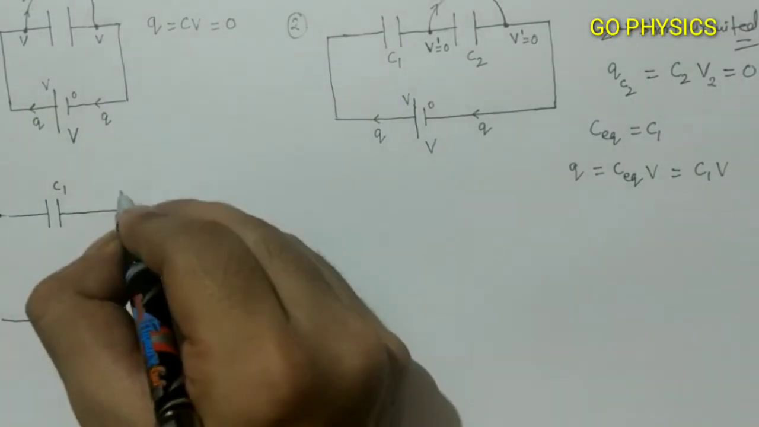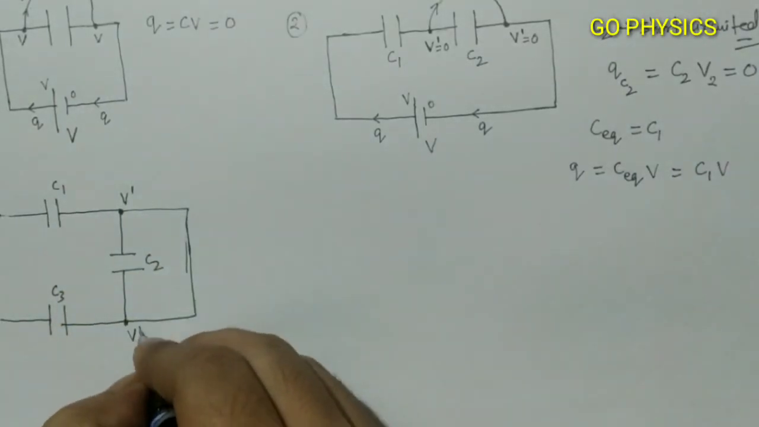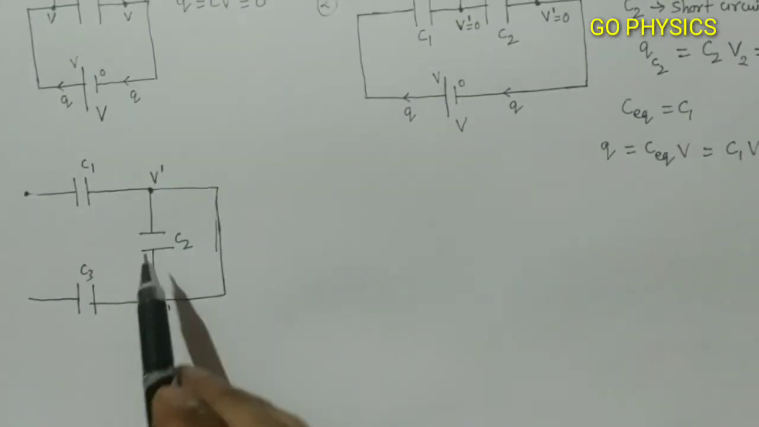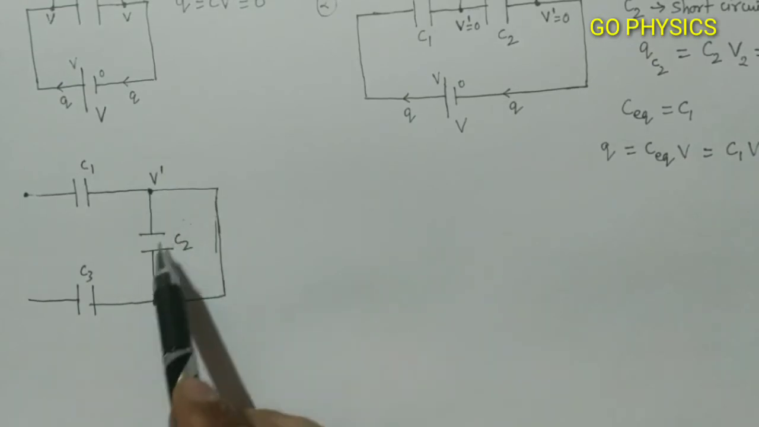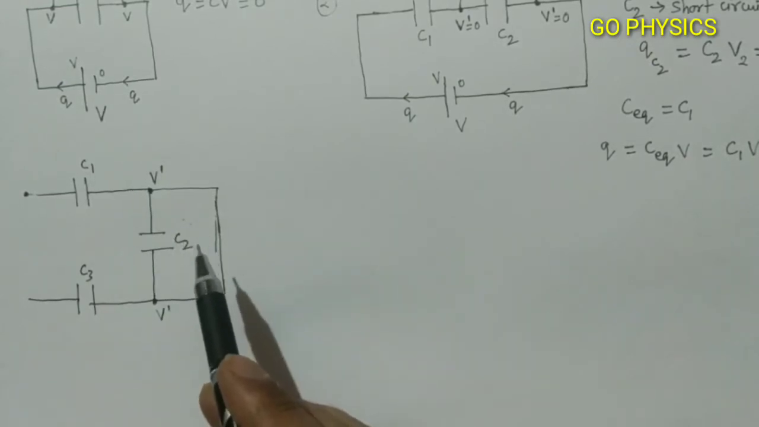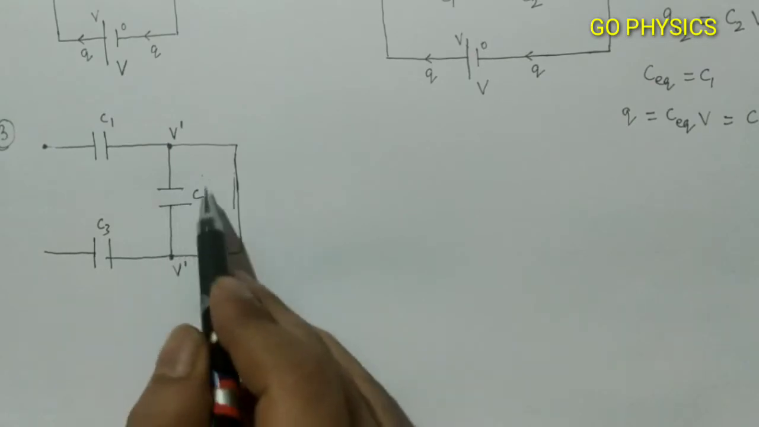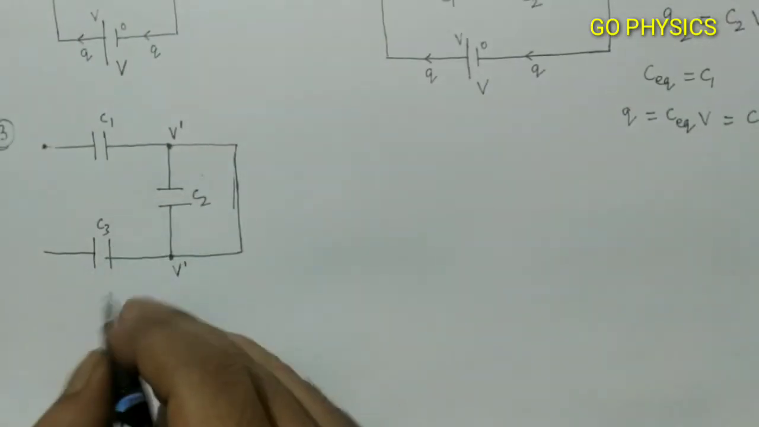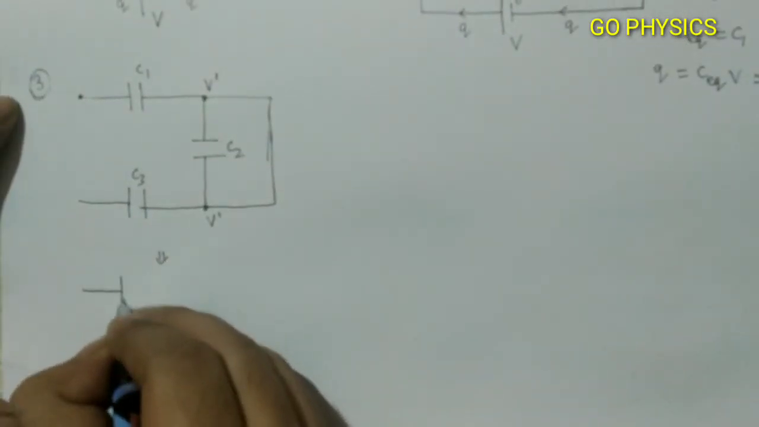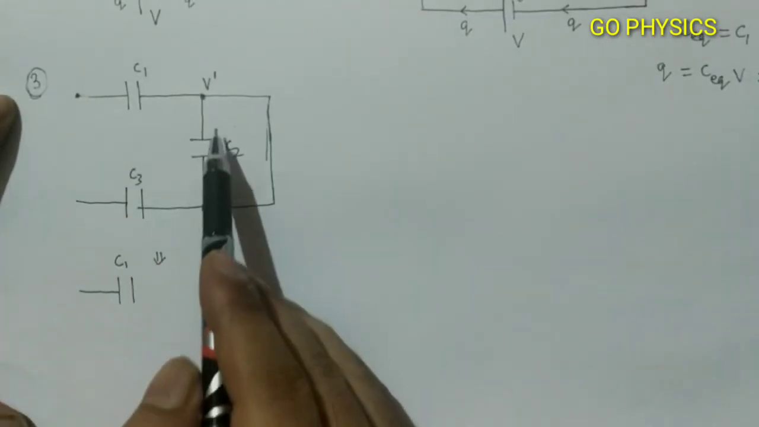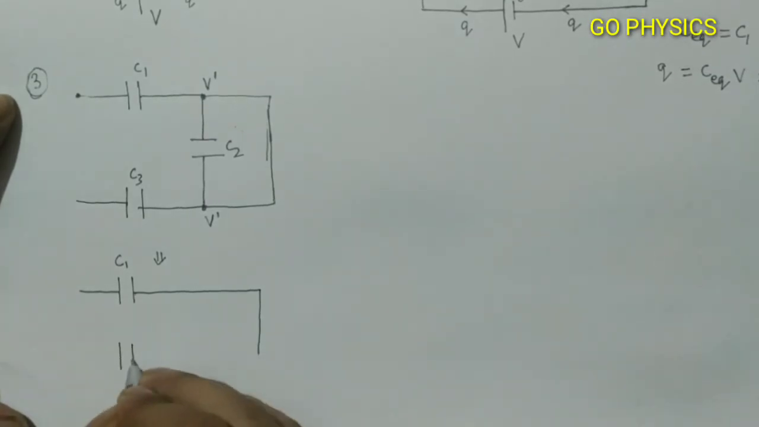Let us consider the potential of this point is V dash, and therefore the potential of this point will also be V dash, and therefore this capacitor is short circuited because the potential across this capacitor is the same. So to find C equivalent, we will simply neglect this capacitor. So this circuit will be reduced into this situation. That is, we have C1, neglect this part, so this circuit will become like this, C1, C3.